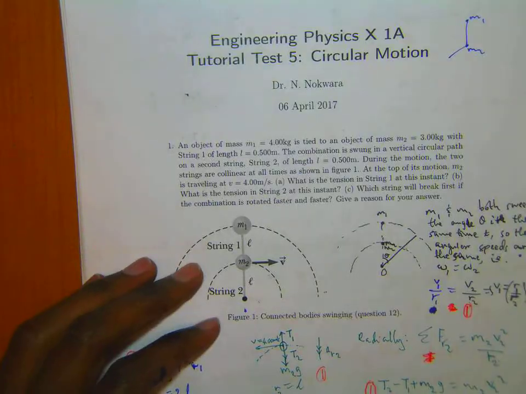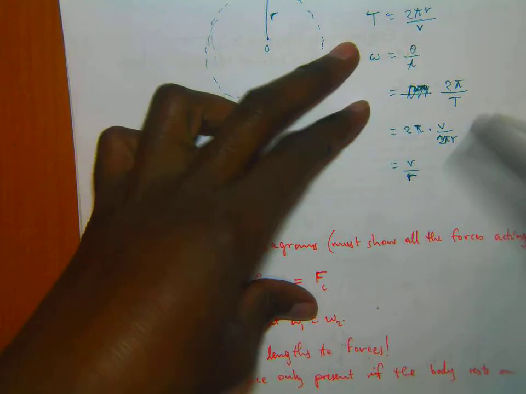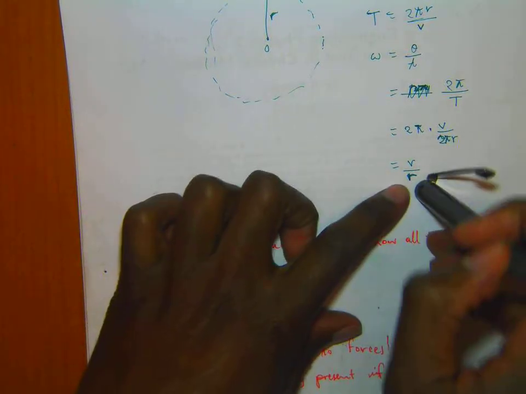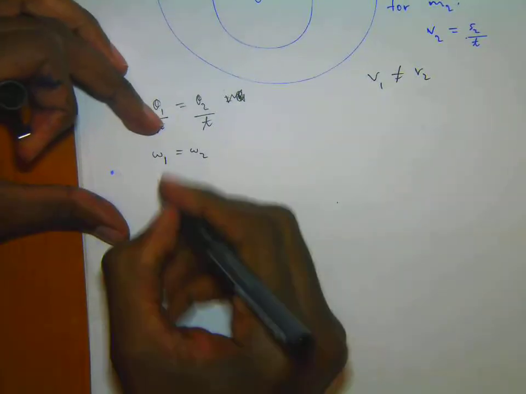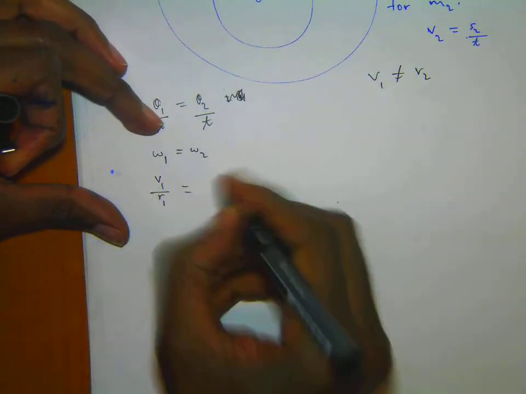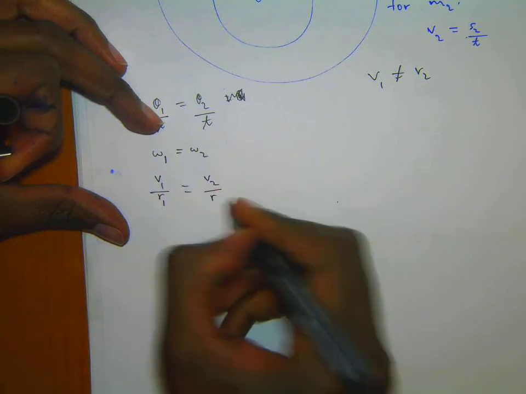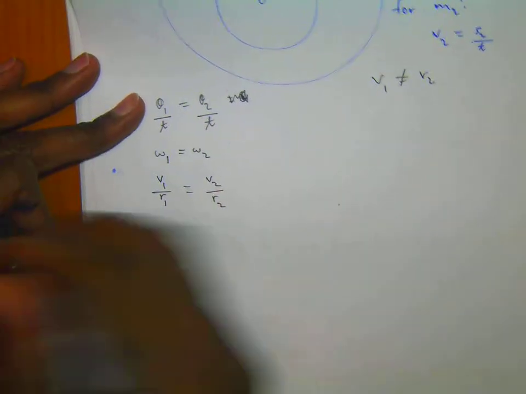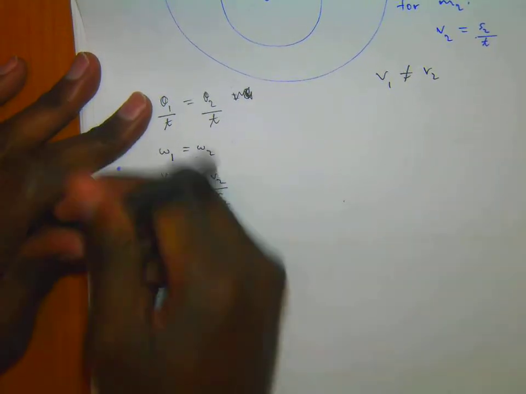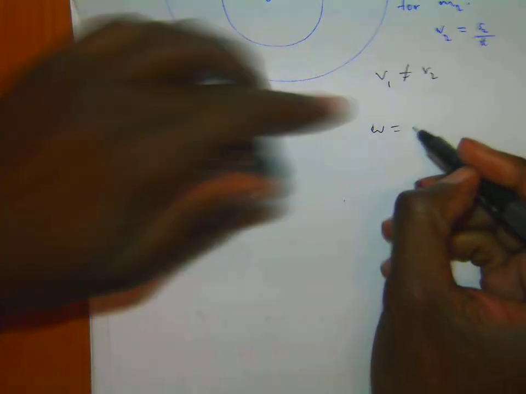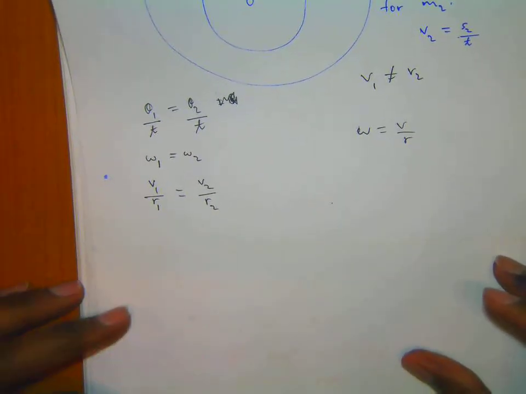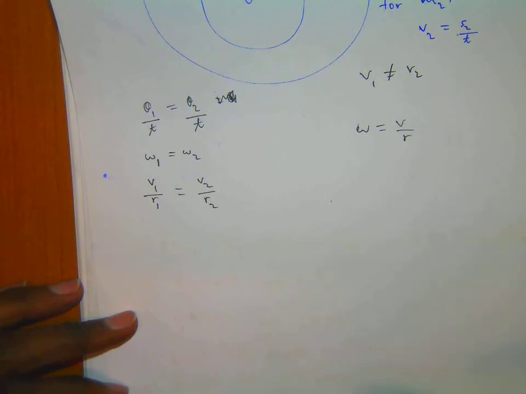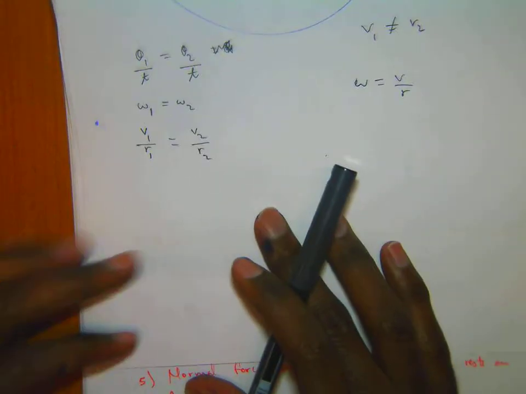Okay, I wrote it down somewhere. So if I use that, I derive it. So omega is just V on R. Is that okay? So omega 1 will be V1 on R1, and omega 2 will be V2 on R2. Is that okay? Because omega is just V on R. Are we fine? Okay.